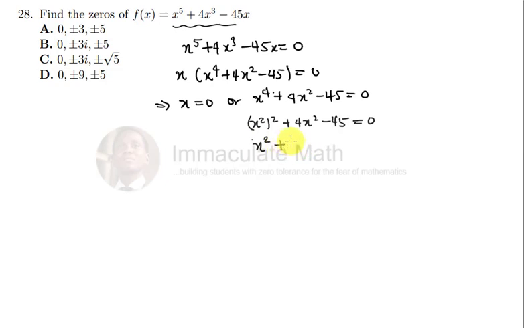X square plus 9, and this is x square minus 5, because 9 multiplied by -5 will give me -45, and then 9 minus 5 will give me 4x. So this is kind of easy. So you have this to be 0. So that implies that what?